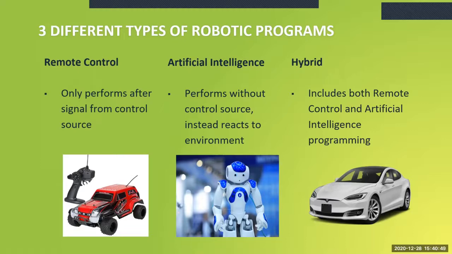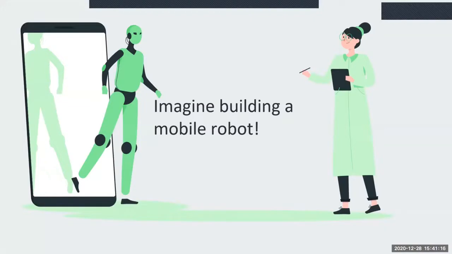Thirdly, there is hybrid programming, which is a form of programming that incorporates both remote control and artificial intelligence programming. Autonomous vehicles today are machines that contain hybrid programming until they reach level 5 autonomy. Then they could be considered as artificial intelligence. Let's consider building a robot. What parts does a robot have and which programming languages are used primarily today?